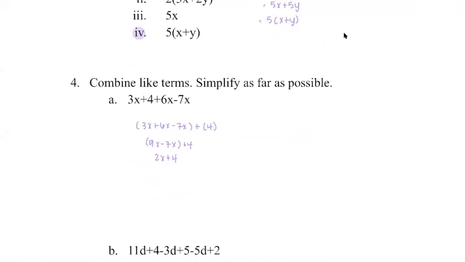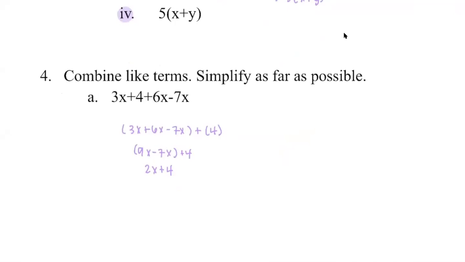Okay. Now you're going to be combining like terms and just simplifying. Like I said in the previous problem, what I like to do is put all the x's together in one parentheses and then put like terms in parentheses. So here we have 3x, 6x, and negative 7x. I put that here and then 4 and put that here. You add 3x plus 6x, you get 9x, and then minus 7x plus 4. Don't forget about your plus 4. Then you subtract these and you get 2x plus 4, and that is your simplest form.